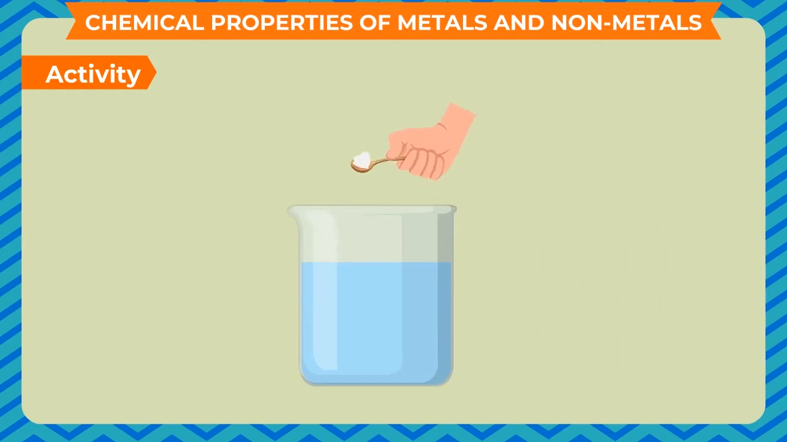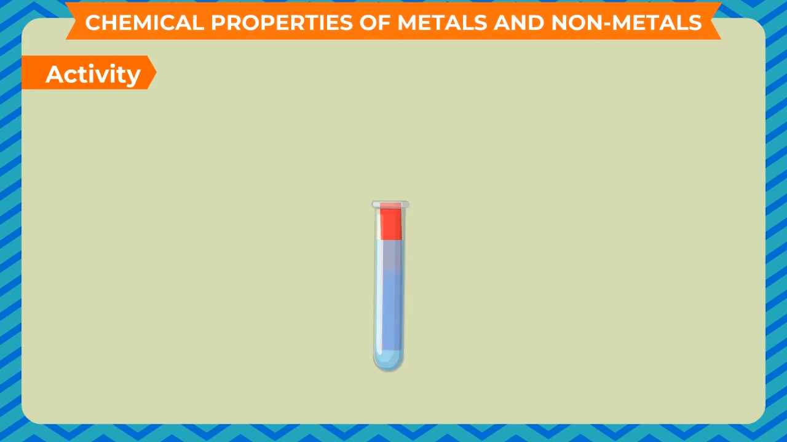Dissolve a little MgO in water taken in a test tube. Test it with red litmus. The litmus will turn blue, showing that the solution is a base.